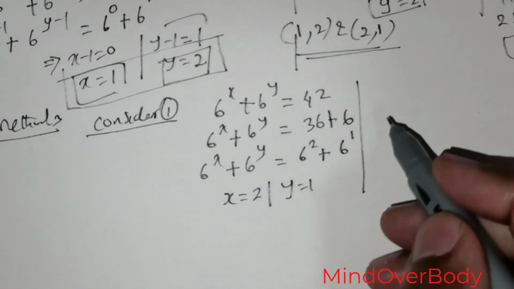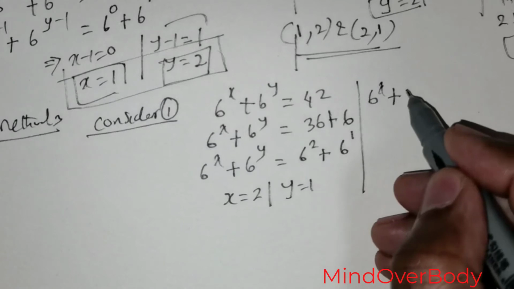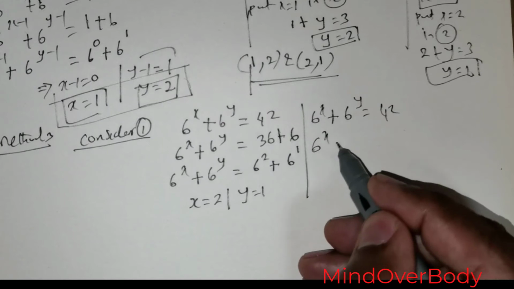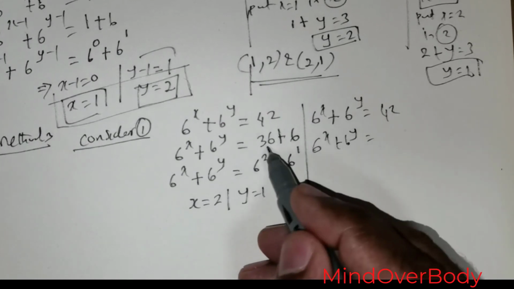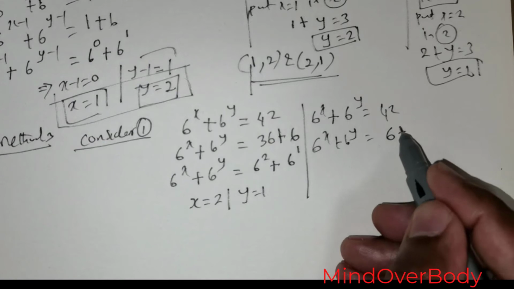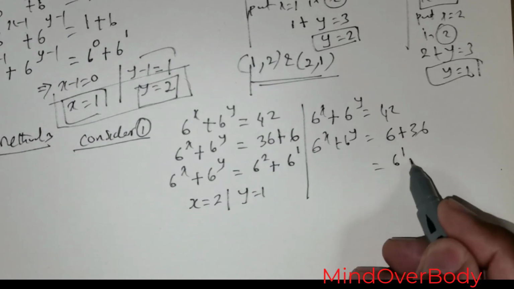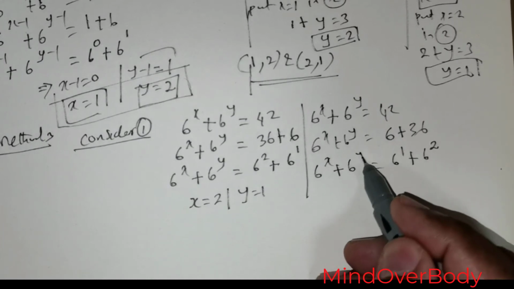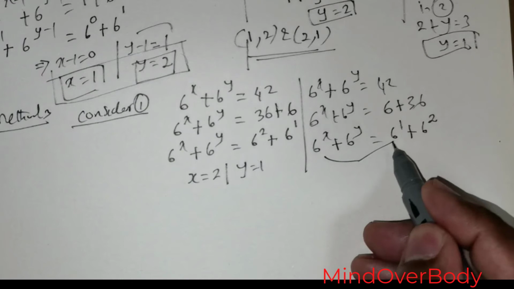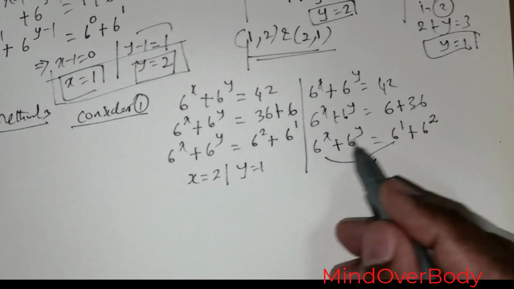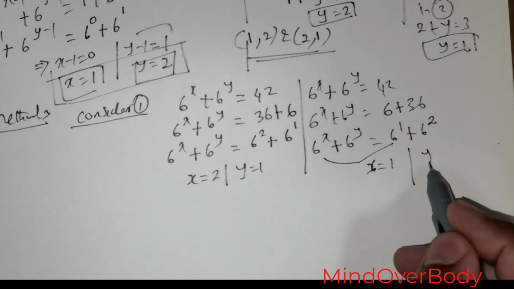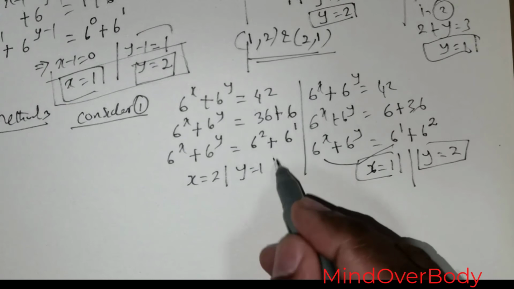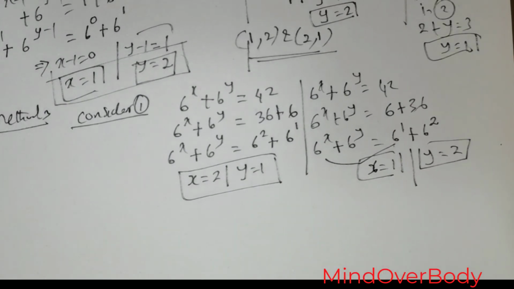That's one way. The other way is, let's start off with 6 raised to the power x plus 6 raised to the power y is equal to 42. I'm going to rewrite this as, instead of breaking it as 36 and 6, I'm going to break it as 6 and 36. So that would mean 6 raised to the power 1 plus 6 raised to the power 2. On the left I got 6 raised to the power x plus 6 raised to the power y. Now equating these two, this would mean x is equal to 1 and the other one would be y is equal to 2. So you still get two solutions in this fashion. So this is method number 3.